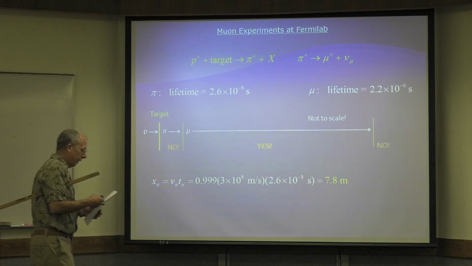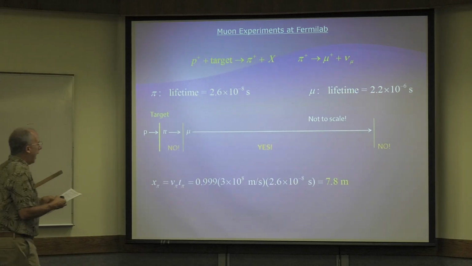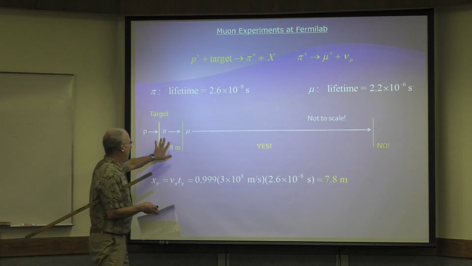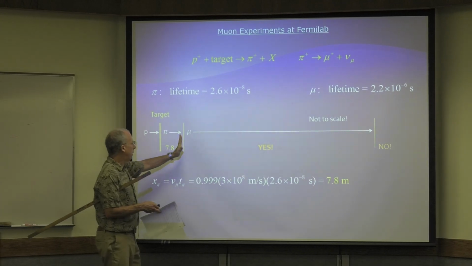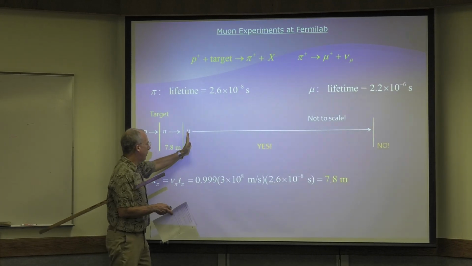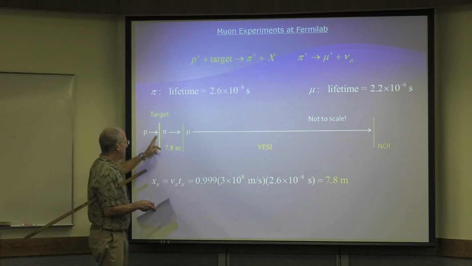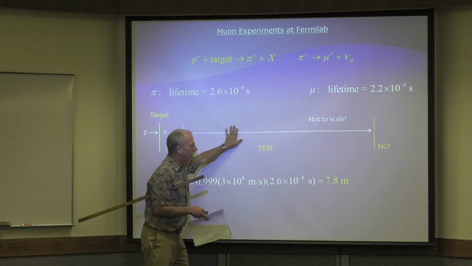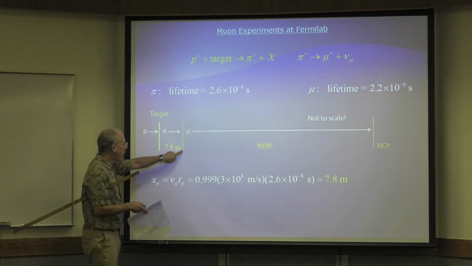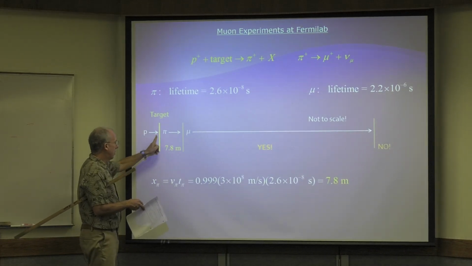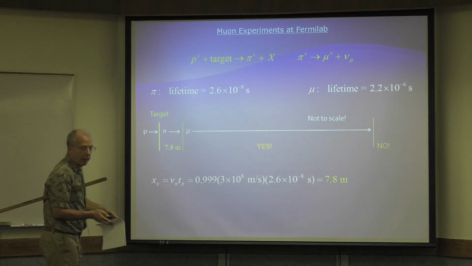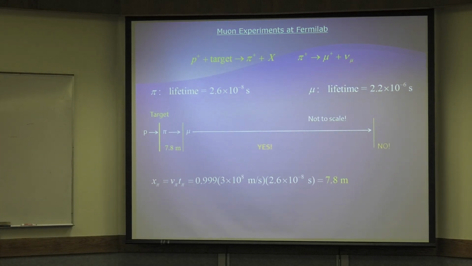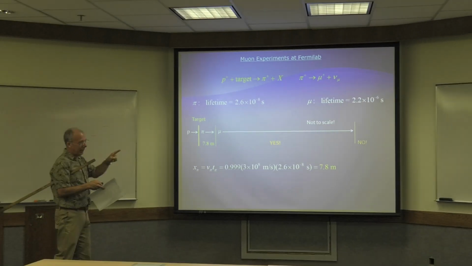Piece of cake. All right, what does that mean? That means you better not put your building here, but you can start building it anywhere after 7.8 meters from the target. You can put it at 7.9, whatever. You just can't build it any closer than 7.8 meters to the target. That's what it means. Now, if you do that, you're making a very expensive mistake.